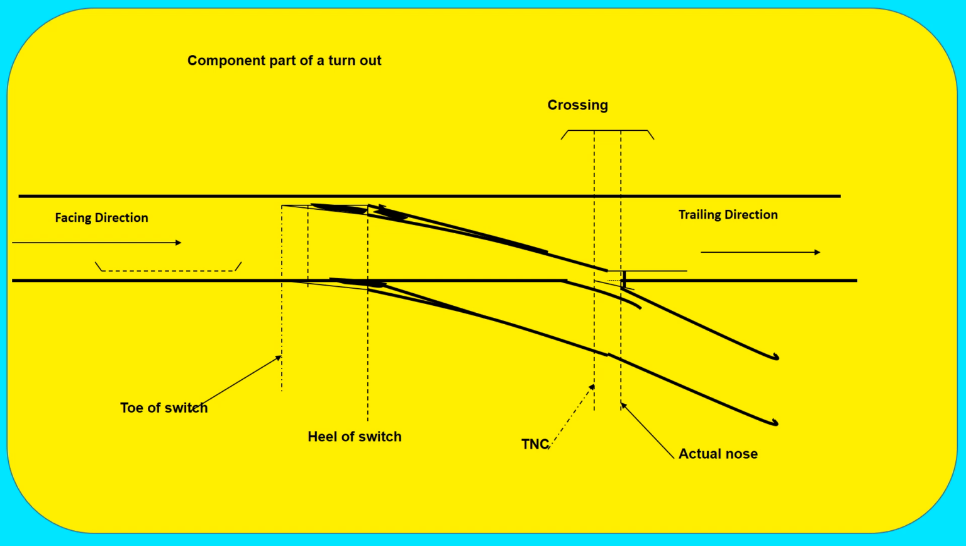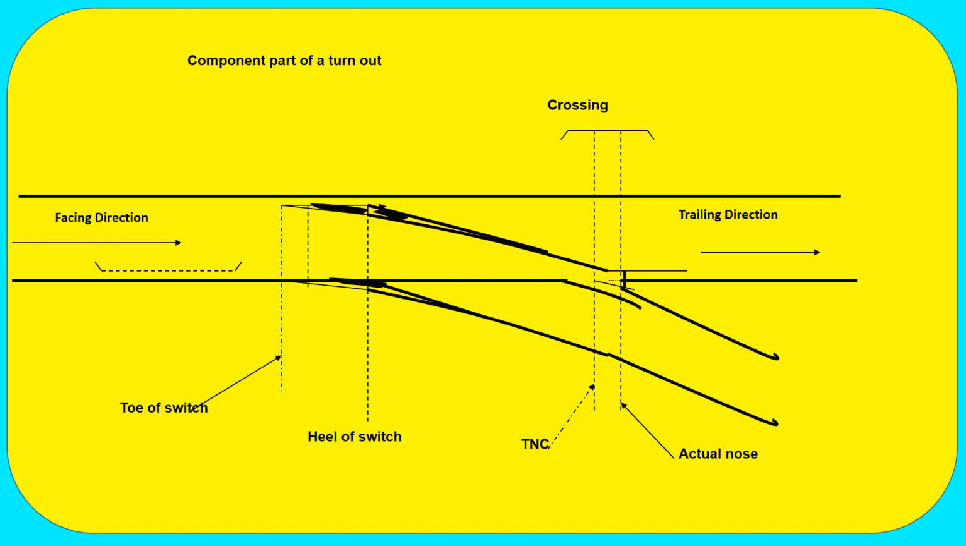If you keep the theoretical nose center, it would be so sharp that when the wheel moves on it, it loses its sharpness. So the actual nose is somewhat away from this point. Then comes the trailing direction. The train is moving from the facing direction to the trailing direction.